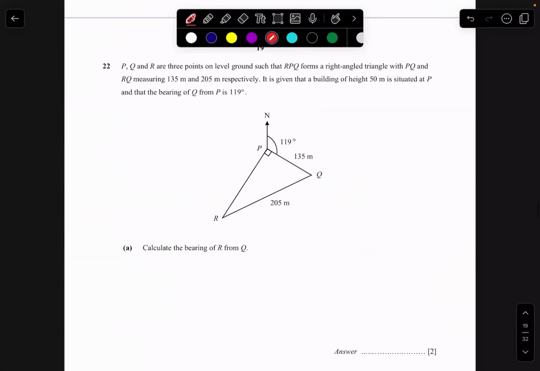Let's take a look. P, Q and R are 3 points on level ground, such that RPQ forms a right angle triangle, with PQ and RQ measuring 135 and 205 respectively. Given that a building of height 50 meters is situated at P and the bearing of Q from P is 119, calculate the bearing of R from Q. So from Q moving to R, we are moving through this angle. We don't want this angle, so let's find out what these two angles are.